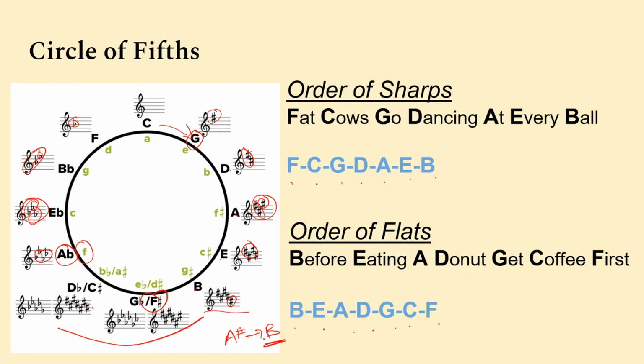We can do this for E major as well. So the sharp on the right is D sharp. And if we go up a half step, you get to E, which is the key.